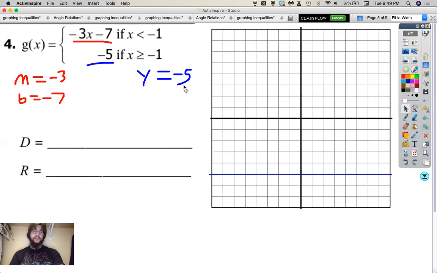It's not the whole thing, is it? What's our condition? It's got to be bigger than or equal to -1. So -1 is right here. So this right here, and it's going to be solid. So I need to ungraph part of this line. Yep. There I go.